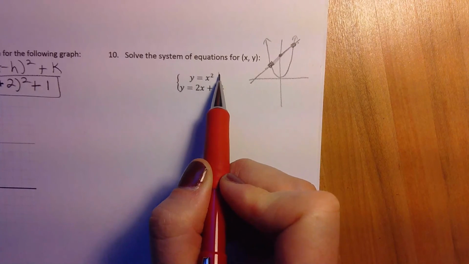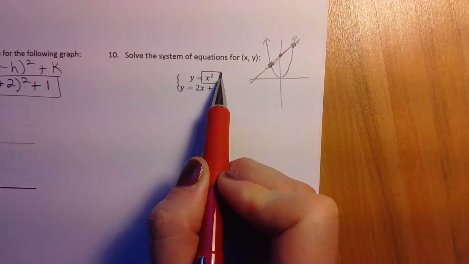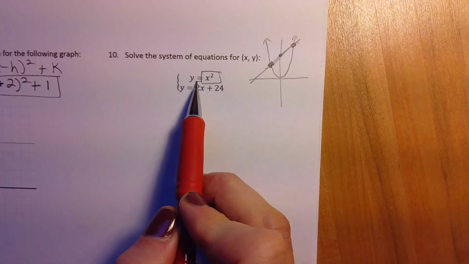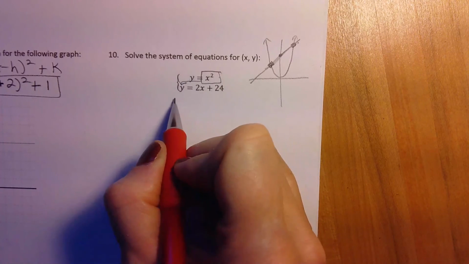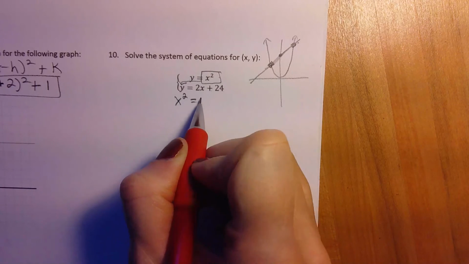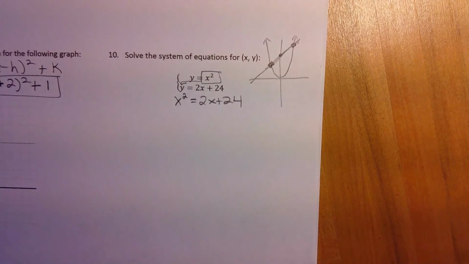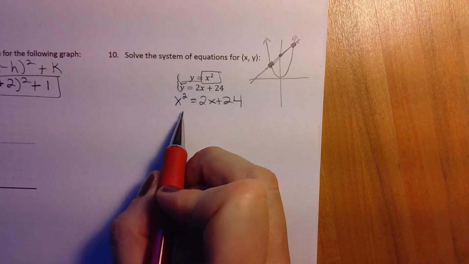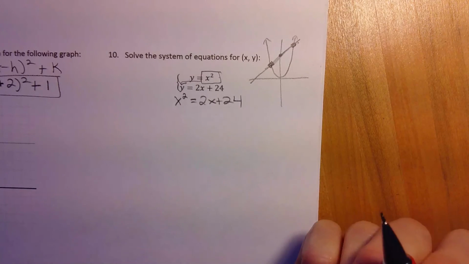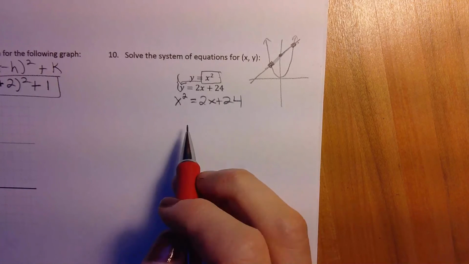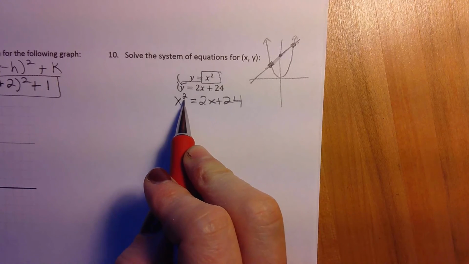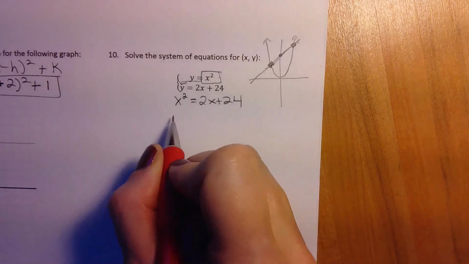So I'm going to use the substitution method, as in if y is equal to x squared, I can sub it into this second equation. And now I have one equation. It only has x's, so I can solve it. And what is new for us is when we've done stuff like this before, we haven't had to deal with a quadratic, but now we do.